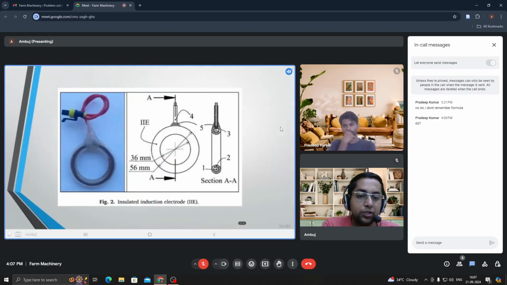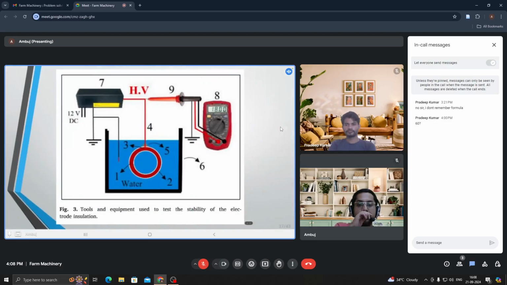See here, they have used an insulated induction electrode. That was one of the options in this particular question. The insulated induction electrode would be used for providing the charge to the liquid stream. The design as well as the inner and outer dimensions are given here. How are they charging this electrode? They have placed it inside the water, then they are providing 12-volt DC using a battery, so that particular electrode would be charged.